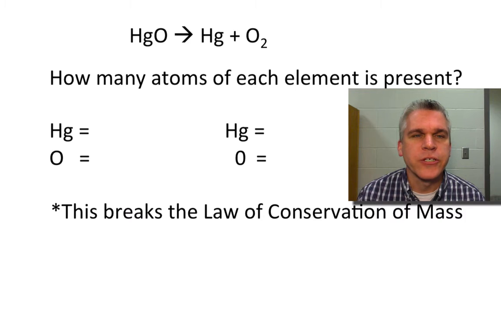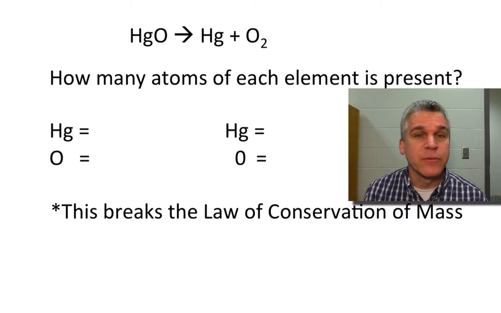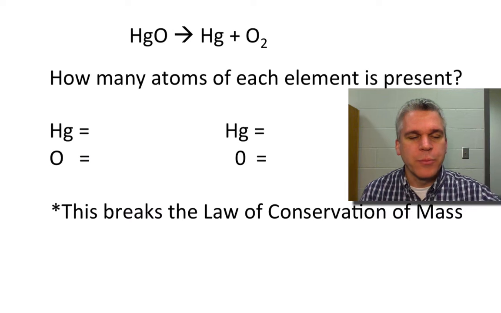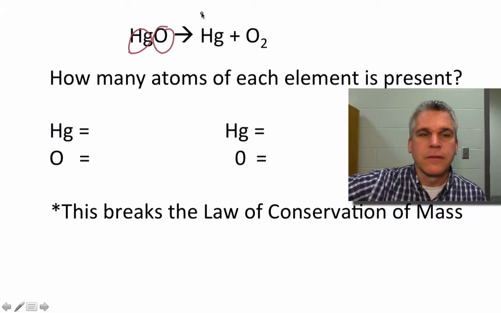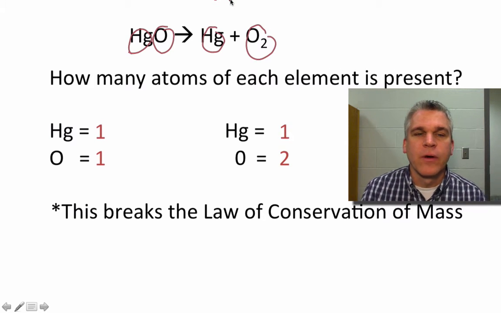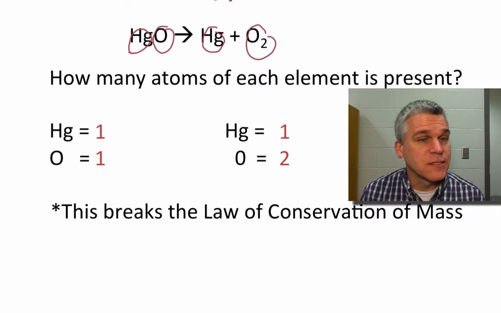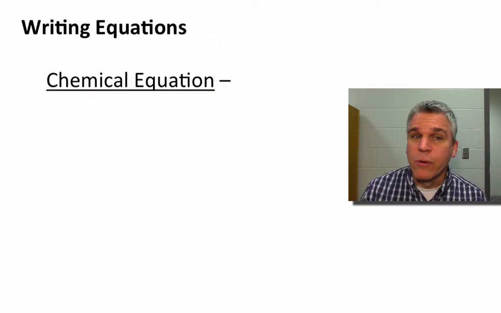Let's take a look at this reaction. Mercury oxide is HgO. It breaks down into mercury and oxygen. Mercury is Hg, oxygen is a diatomic atom, so that's O2. How many atoms of each element is present? So if I count, there's 1 mercury and 1 oxygen. On this side, let's write that down. On this side there's 1 mercury, but there's 2 oxygens. Well, now this breaks the law of conservation of mass, doesn't it? Because we have to have the same number of atoms on each side of that arrow, or what's called the yield sign. So we have to keep that in mind when we write equations.